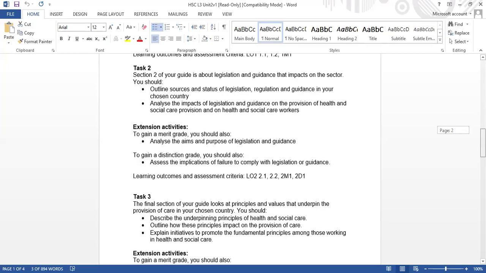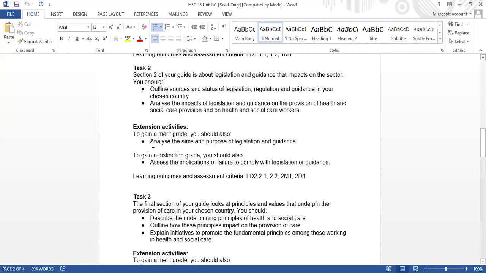Task 2 is section 2 of your guide. It's about legislation and guidance that impacts on the sector. So you should outline sources and status of legislation. First we talked about policy. Next, we are talking about regulations, legislations, and guidance. Whatever is there in your country regarding that policy that you're talking about. And then analyze the impacts of legislation and guidance on the provision of health and social care and on health and social care workers.